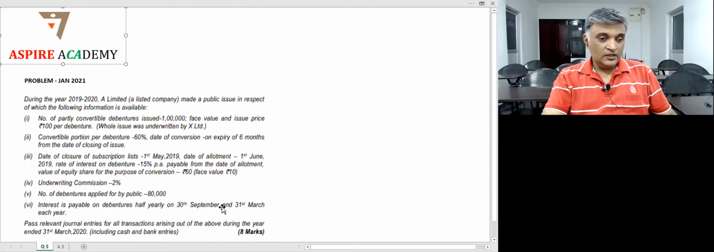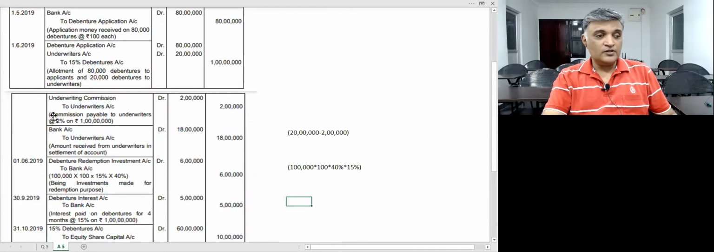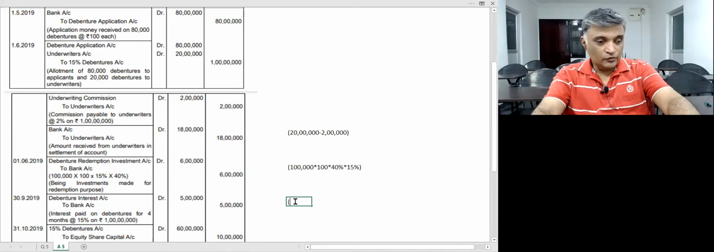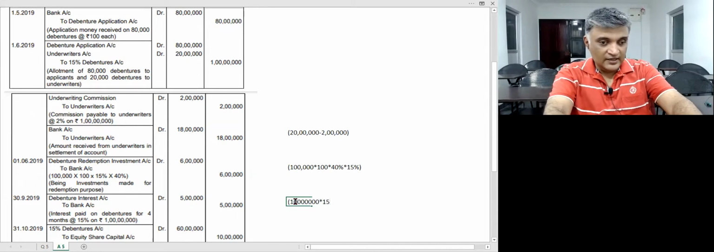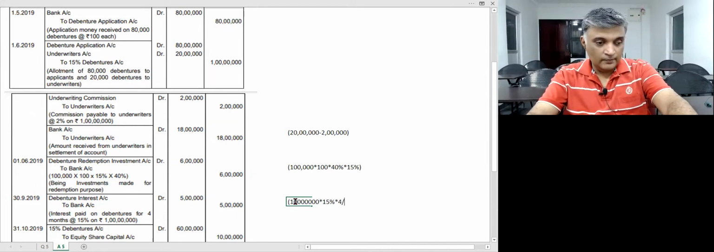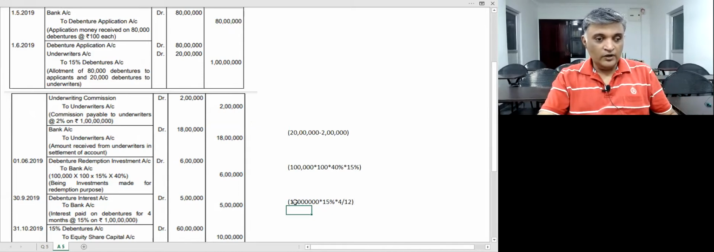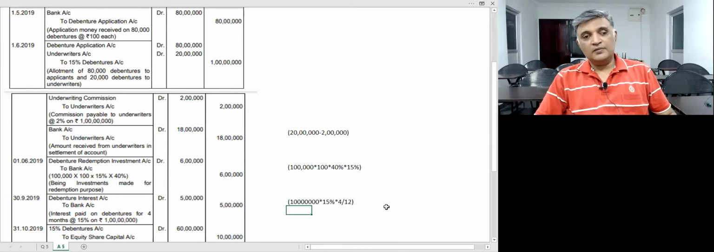But when did we allot? Debenture interest is payable on 30th September, half yearly on 30th September and 31st March. That is fine. But when did we allot the debentures? We allotted the debentures only on 1st of June. So June, July, August, September, 4 months of interest is due. So we need to calculate. So 100 lakhs into 15% for 4 months, 4 by 12. If you do this calculation, you will get 5 lakhs. That is important. Okay, so that is the debenture interest which is payable for those 4 months period, and that is the 5 lakhs. Right? I hope it is clear.